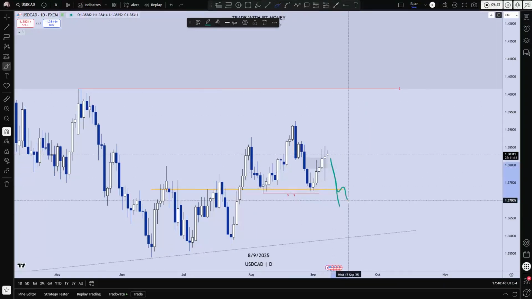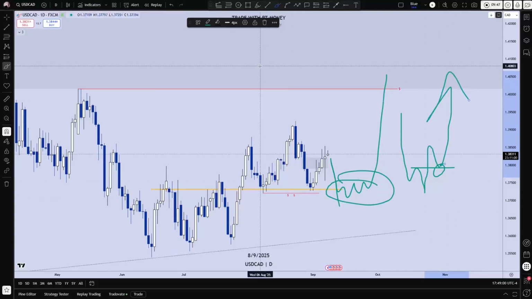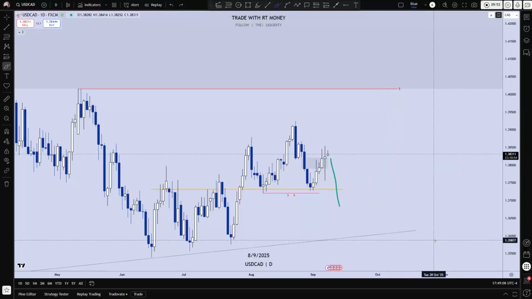I would love to see this. And this is where I would get into my trade. I'd wait for price to make a low, a lower high, a lower low, a higher high, and I wait for the pullback. This is where I would get in to take it up to that fair value gap, up to that liquidity high there. Does that make sense? I hope it does because it makes sense to me.